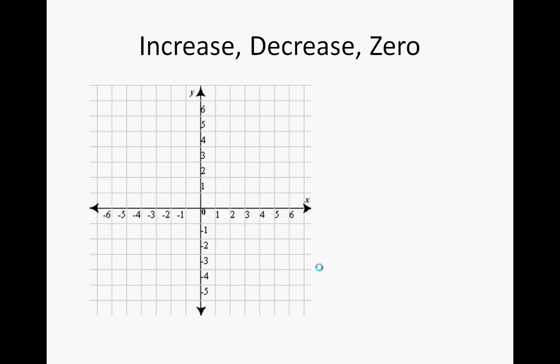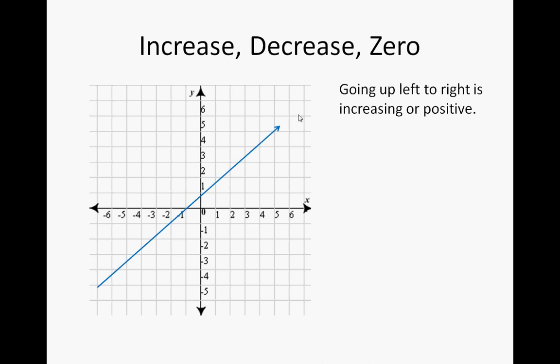So now we're going to talk about what it looks like when we talk about increasing, decreasing, or 0 rate of change. These have very distinct features, and if you're asked if it's increasing, decreasing, or 0, you don't have to do any calculations. You can just look at the graph. So if the line goes up from left to right, it's going up as you move across the page, then it's increasing, or a positive rate of change. When something happens, something else happens more.